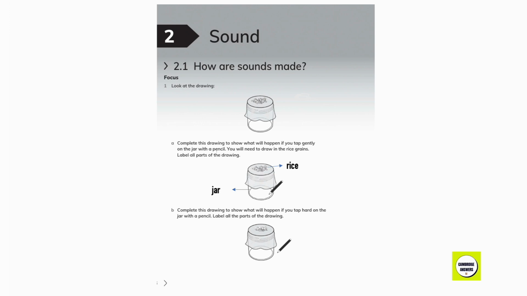When you tap the jar lightly, it makes the rice grains vibrate a little, but you may not be able to see them move. Complete this drawing to show what will happen if you tap hard on the jar with a pencil. Label all the parts of the drawing. When you tap hard on the jar, the rice grains will move.